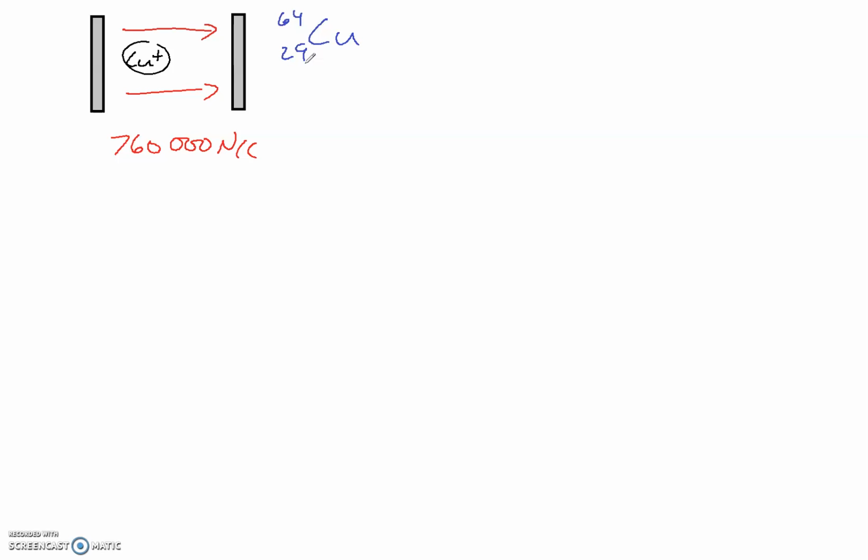But we've got the atomic mass of 64, the atomic number of 29. So we can use the atomic mass to find the mass of the nucleus, and then we can use the atomic number of 29 to find the charge of the nucleus with the 29 protons. If we do this, the mass would be around 1.07 times 10 to the negative 25 kilograms. And the charge of the nucleus would be 4.64 times 10 to the negative 18 coulombs. All right, so there's the mass and the charge.